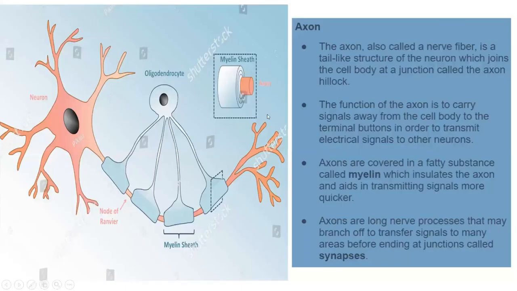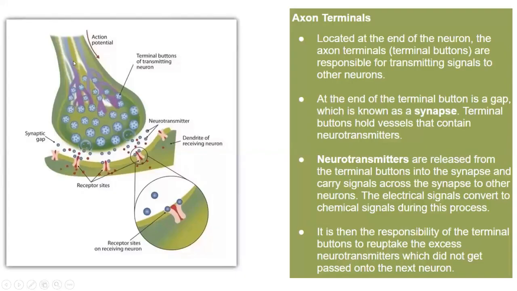Okay, so just a minute. Here you can see these parts. These are known as axon terminals. Now we will see the zoomed in version of axon terminals. So this is a zoomed in version of axon terminal. These are responsible for transmitting signals to other neurons. So at the end of this terminal button, there is a gap which is known as synapse, or synaptic gap.